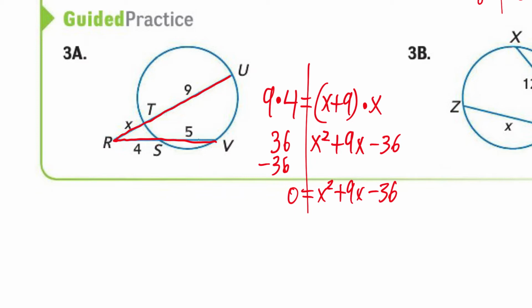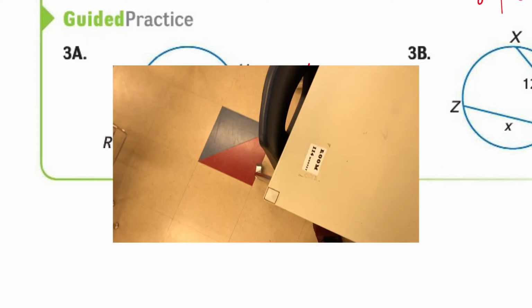So on your calculator real quick, we're going to type in x squared plus 9x minus 36. And I'm looking for the places where it's 0.